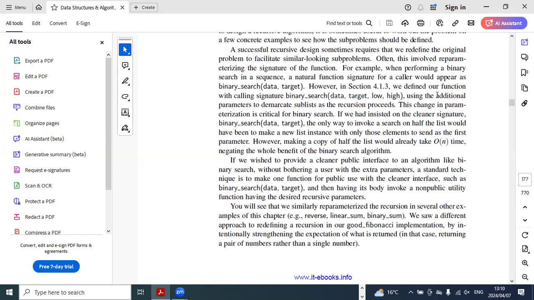However, in section 4.1.3, we use data, target, low, and high, using additional parameters to demarcate the sublist as the recursion proceeds. These changes in parameterization are critical for binary search. If we had insisted on the cleaner signature, binary search of the data and target, the only way to invoke a search on half the list would have been to make a new list instance with only those elements sent as the first parameter.